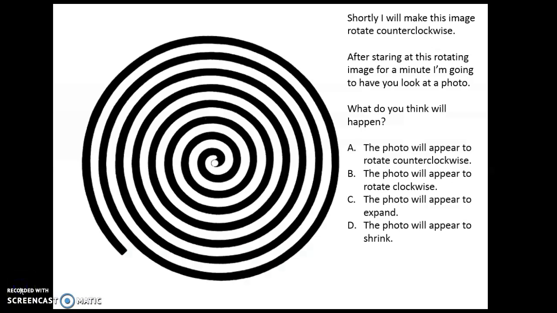Okay, one more afterimage experiment and we'll be done. Okay, another perception experiment. I'm going to push the button and this spiral is going to start to turn. And I want you to guess, you have some options on the right here, after you're done staring at this intently for about a minute, what's going to happen to your vision? So do you think the photo that I show you is going to rotate counterclockwise? Do you think the photo is going to rotate clockwise? Do you think the photo is going to pop up and then zoom toward you? Or will it appear and then shrink away from you? What do you think? Pick one.